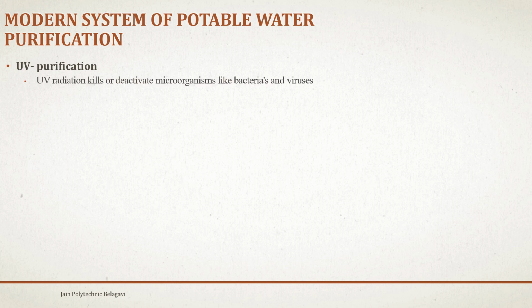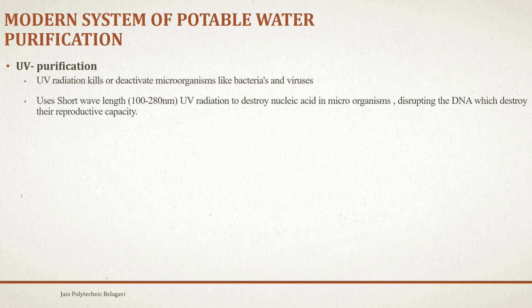UV radiation kills or deactivates microorganisms like bacteria and viruses. It uses short wavelength UV radiation to destroy nucleic acid in microorganisms, disrupting the DNA, which destroys their reproductive capacity. Some of these words are from biology. You will understand a little bit because you have studied science from 10th.